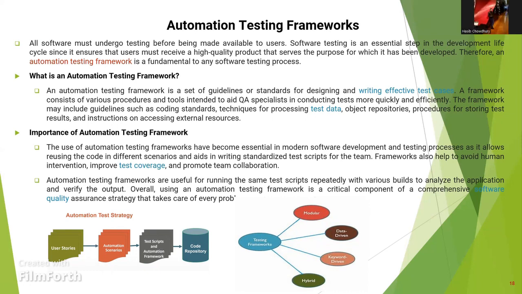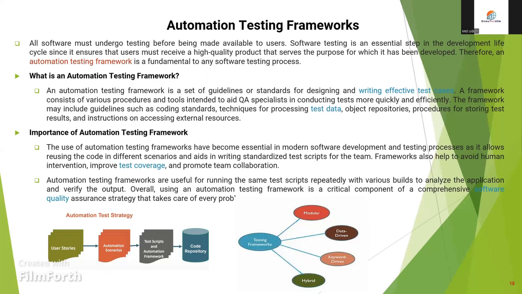So what is an automation testing framework? A framework is a set of guidelines or standards for designing and writing effective test cases. A framework consists of various procedures and tools intended to aid QA, especially in conducting tests more quickly and efficiently. So it is a combination of all the testing methodologies, testing frameworks, testing tools, test scenarios, test cases, everything. Management.